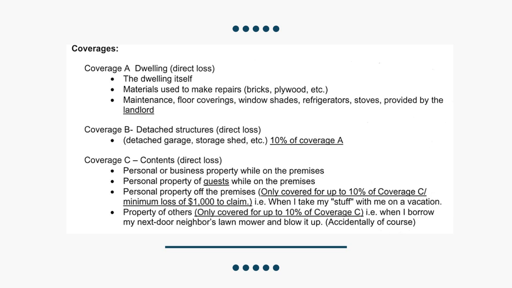Coverage C. Contents. Personal or business property while on the premises. Personal property of guests while on the premises. Personal property off the premises. Only covered up to 10% of coverage. See minimum loss of $1,000 to claim. Property of others. When I borrow my next-door neighbor's lawn mower and blow it up, accidental, of course.